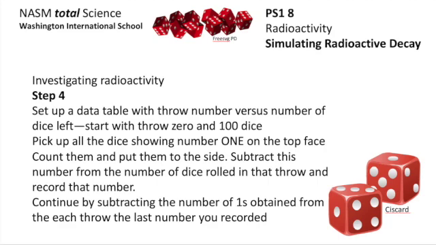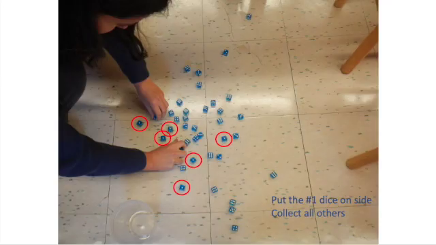And before you do the next part, set up your data table with which throw number it is versus the number of dice left. So you'll start with throw 0 and the 100 dice, and then off you go. Pick up all the dice showing number 1 on the top face. Count them and put them to the side. Now subtract this number from the number that you rolled and record the subtracted number.